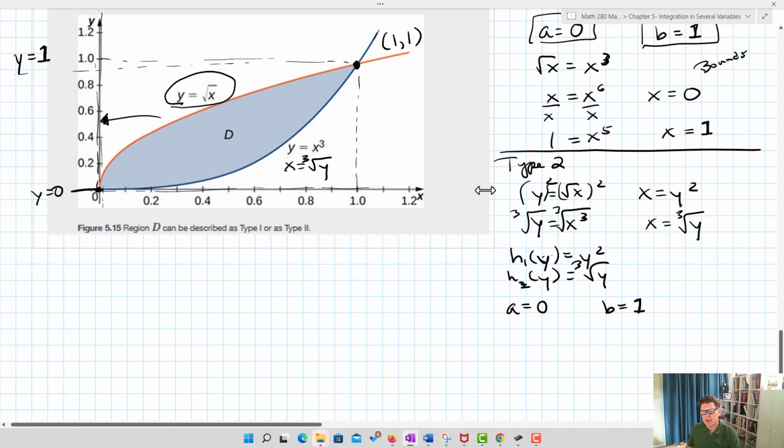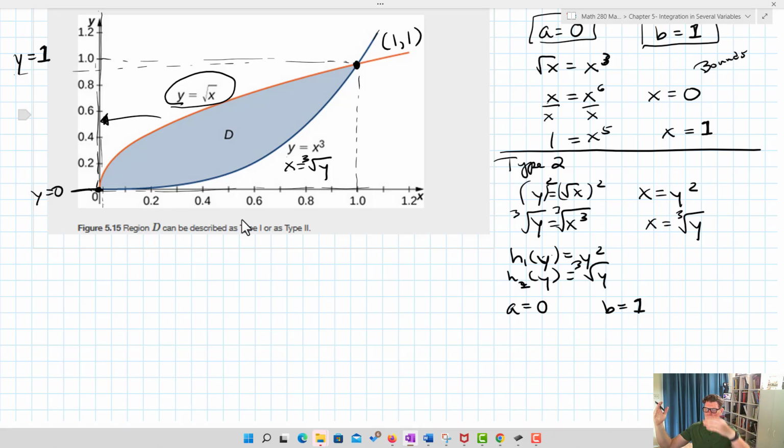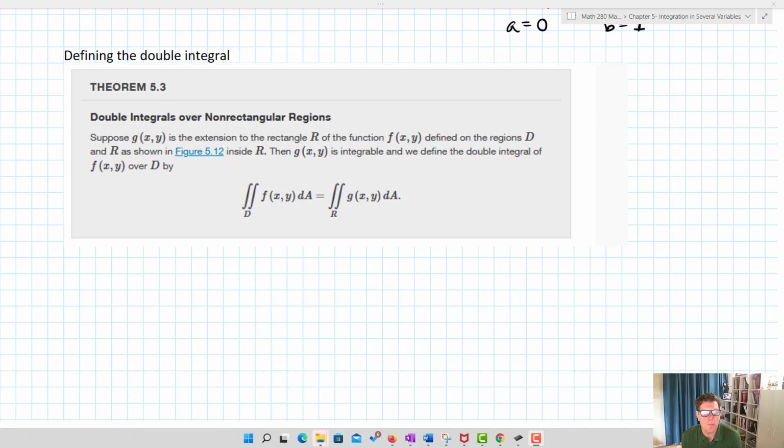But when we actually start thinking about it in terms of a type 2, the right is going to be our h2 and the left will be our h1, right? Furthest away from the y-axis is your h2, closest to the y-axis is your h1. All right, so now what we'll do is we'll now just define the double integral.